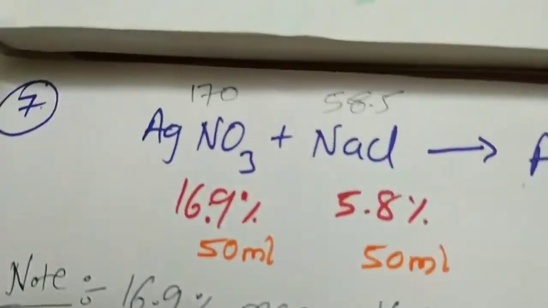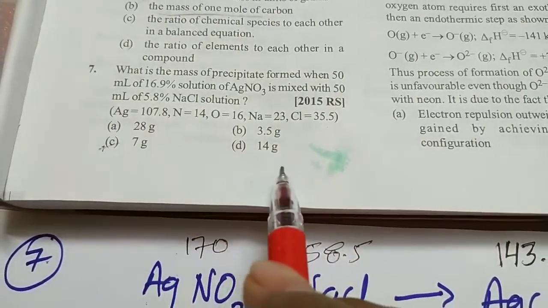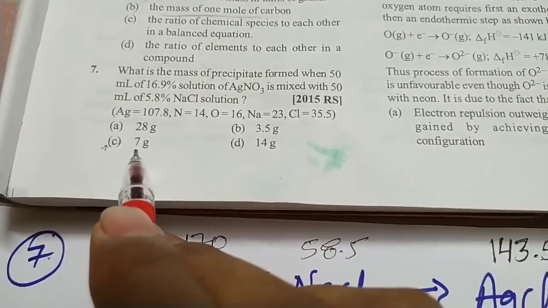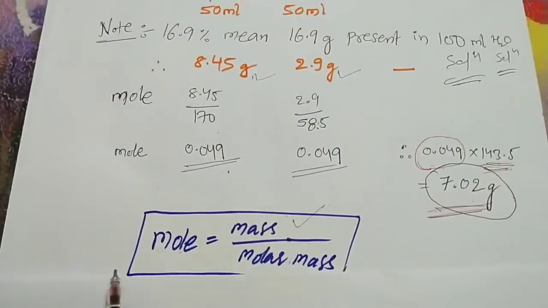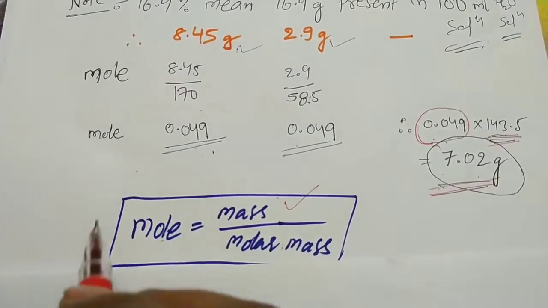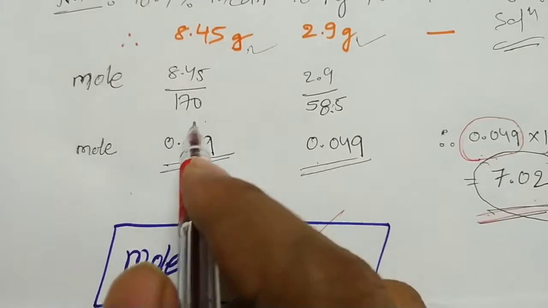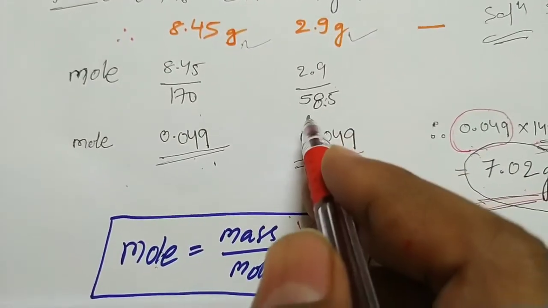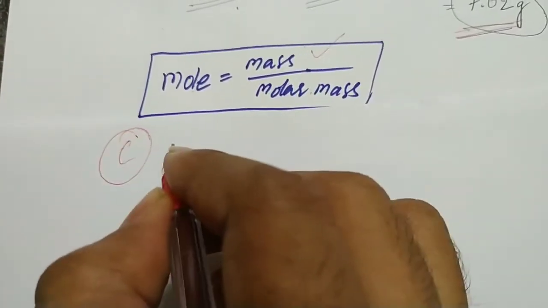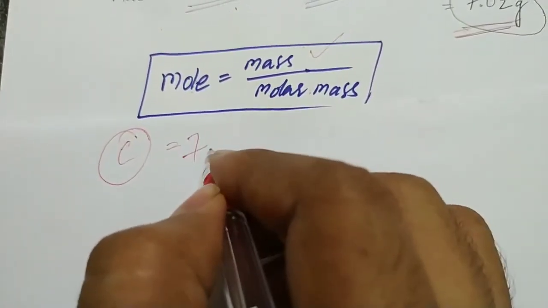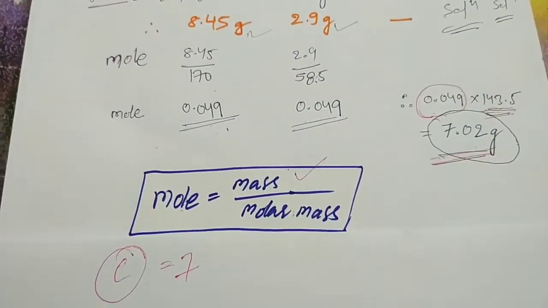So the options are 28, 3.5, 7, 14. So 7 grams. C is the option. Here this calculation, some students may get trouble doing this calculation: 8.45 by 170, 2.9 by 58.5. See, the answer we already got, that is C, that means approximately 7. Now the question is how to solve this.